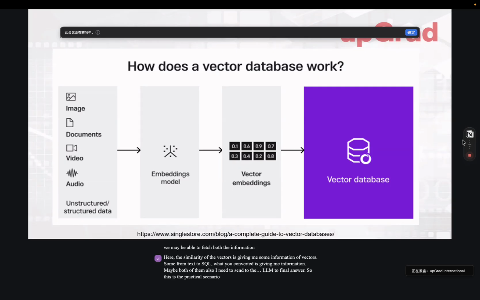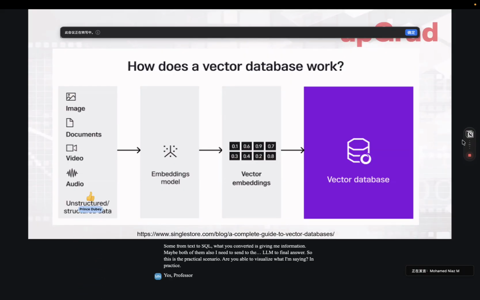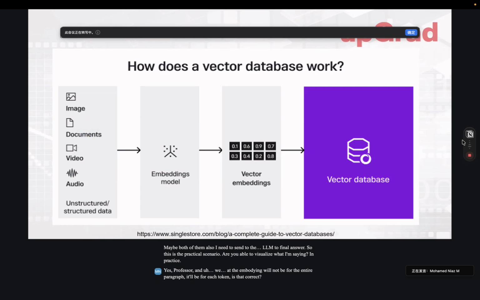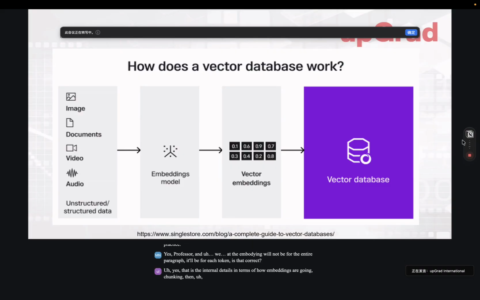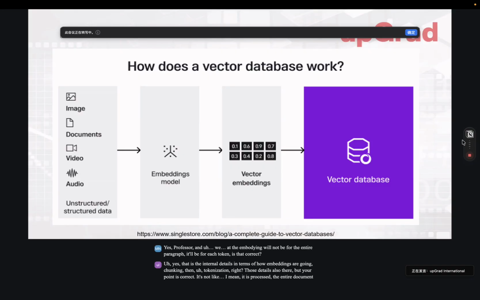Are you able to visualize what I'm saying in practice? Yes, Professor. And the embedding will not be for the entire paragraph. It will be for each token. Is that correct? Yes, that is the internal detail in terms of how embeddings work, with chunking and then tokenization. It's not that the entire document or paragraph is processed at once; the embedding is taken at a token level.